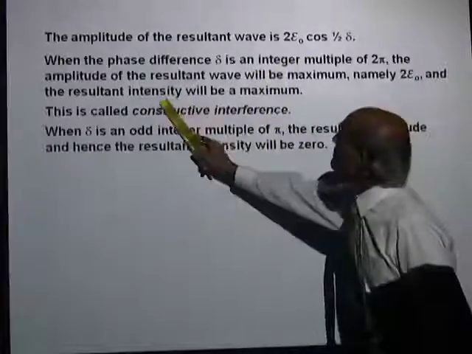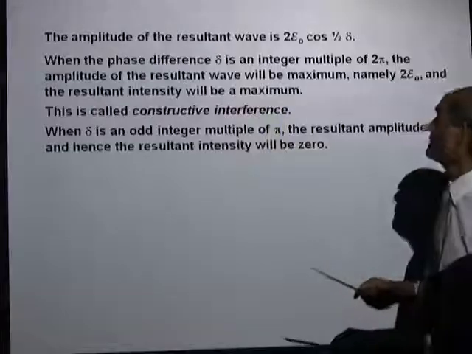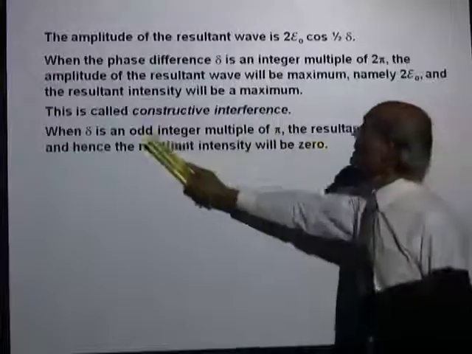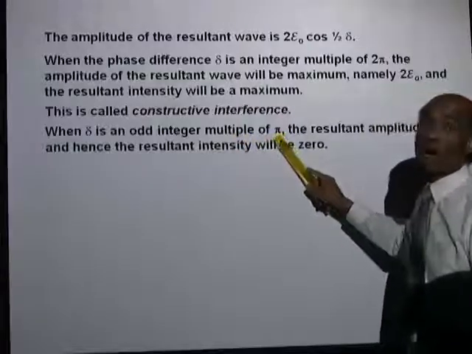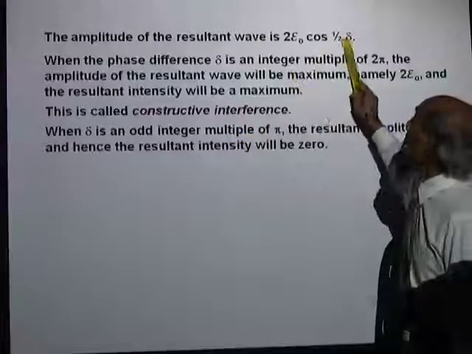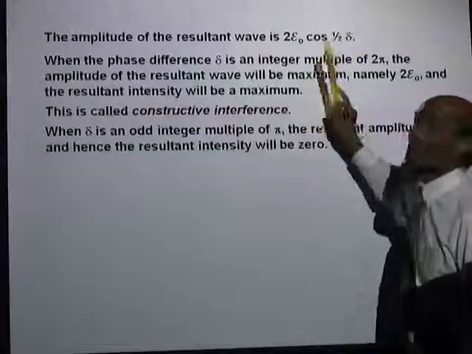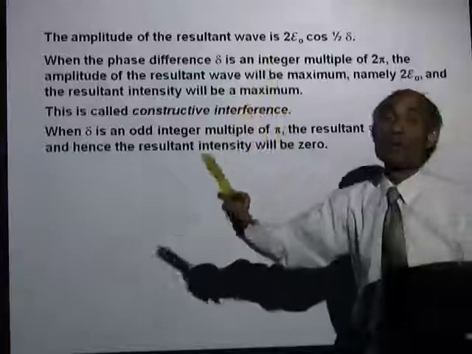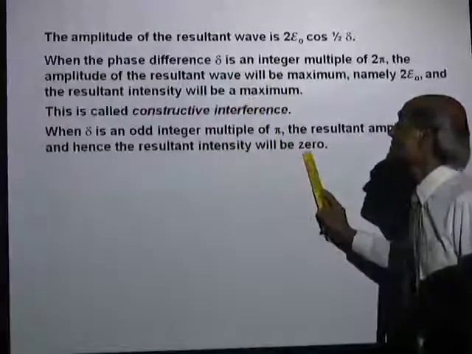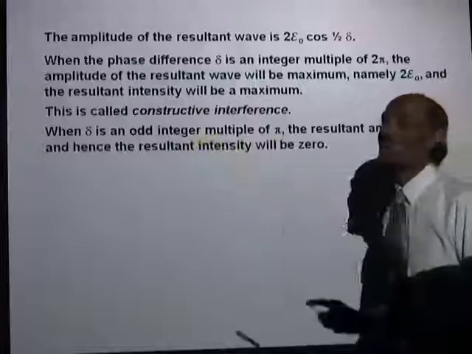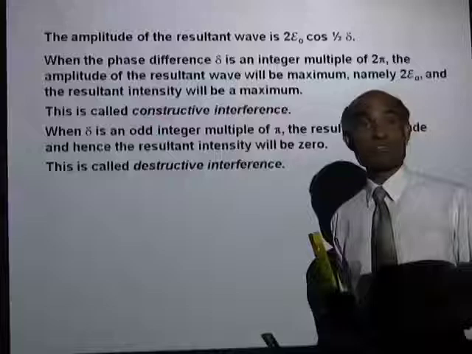Such an interference is called constructive interference. We have actually seen this earlier. On the other hand, if delta is an odd integer multiple of pi, if delta is pi, then cos pi by 2 is 0, cos 3 pi by 2 is 0, cos 5 pi by 2 is 0, and the intensity will be 0 for all such delta values. This is called destructive interference.